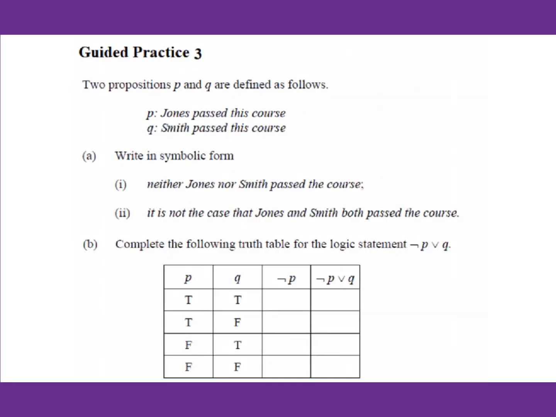Let's go to guided practice 3. Two propositions P and Q are defined as follows. Jones passed this course, that's P. Q, Smith passed this course. A, write this in symbolic form: neither Jones nor Smith passed the course. Neither nor means not and not. So we have not P and not Q.